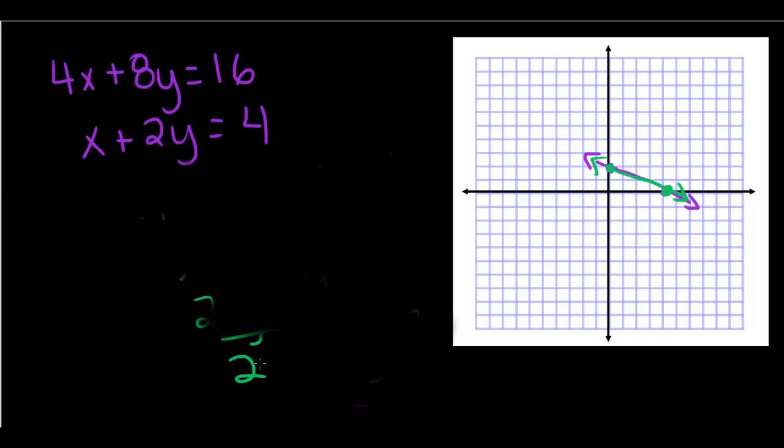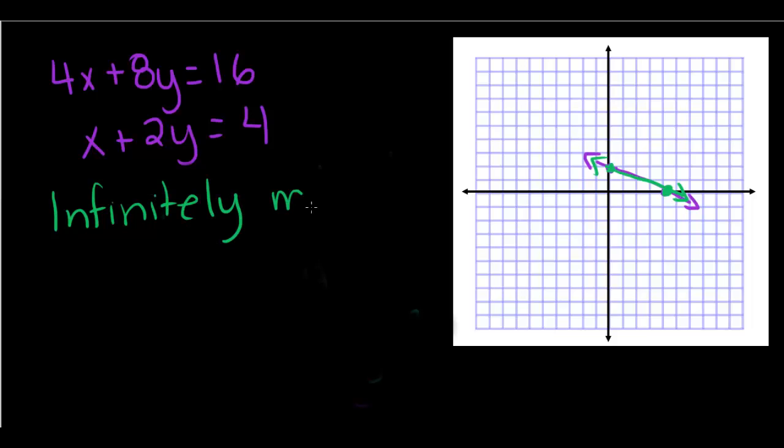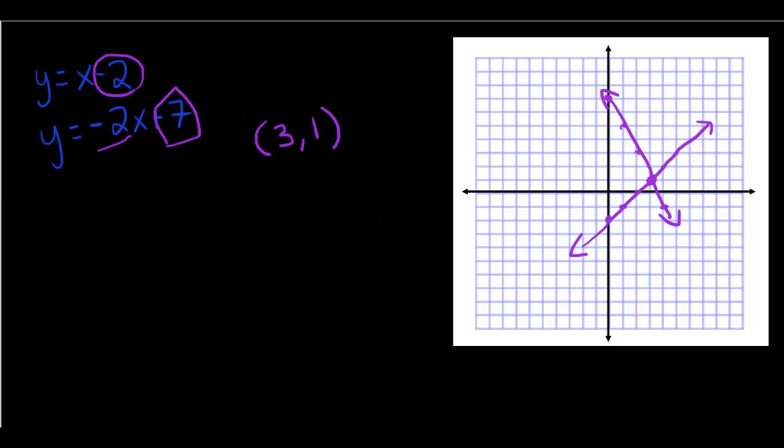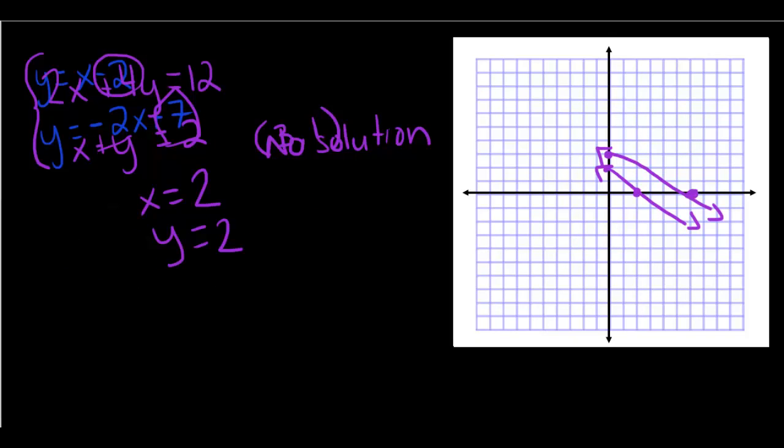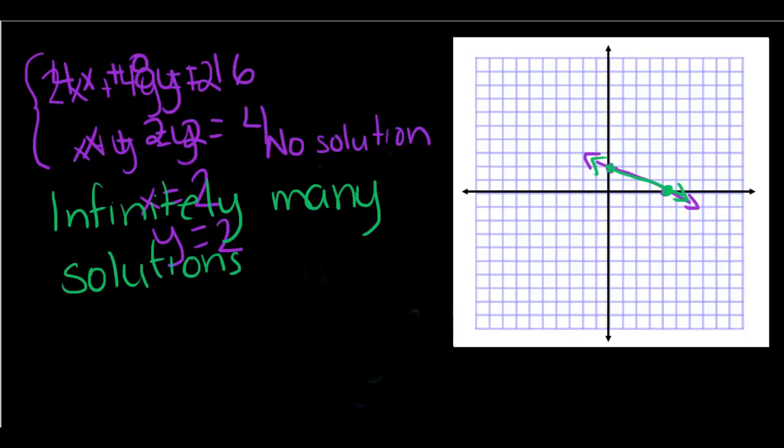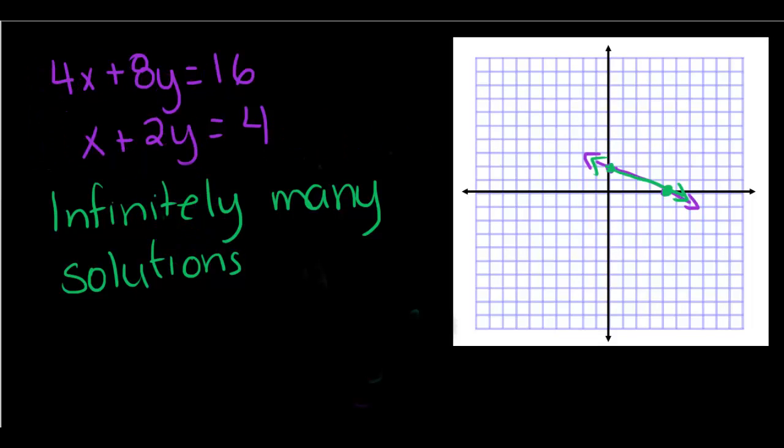So the solution to the system of these linear equations is going to be infinitely many solutions. So there you have it. Those are the 3 different scenarios that you might encounter. You might have one in which there is one solution, the point where they intersect. You might have no solution when the 2 lines are parallel, or you might have infinitely many solutions when it is the same line.